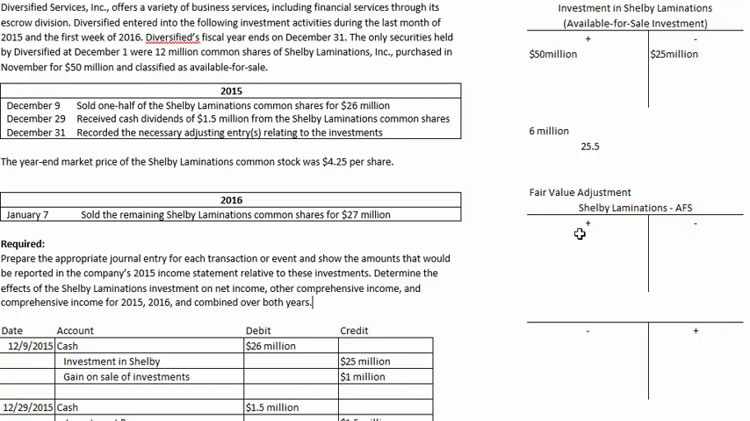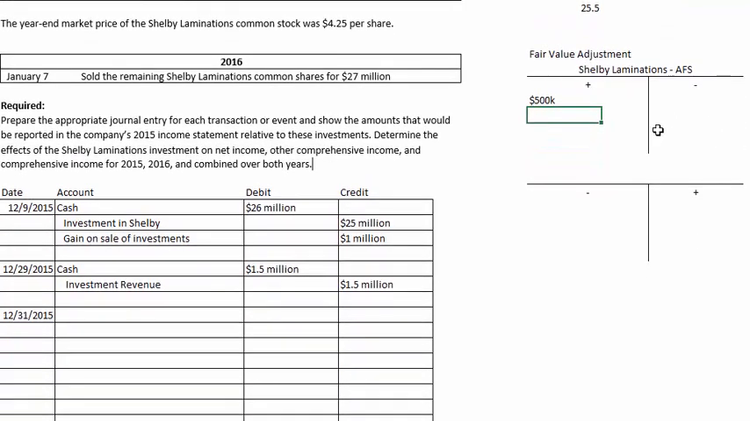So we need to add to this account $500,000. And then between the two, we'd have a value of $25.5 million, which matches my market value at the end of the year. So I'm going to debit this fair value adjustment account, maybe just abbreviate it for available for sale securities, and $500,000 went in there.